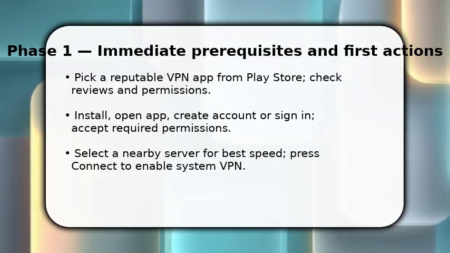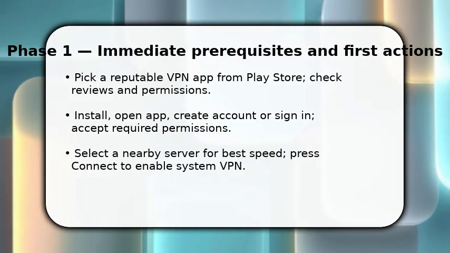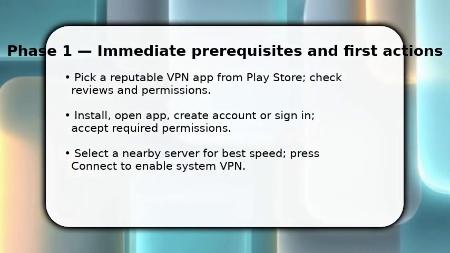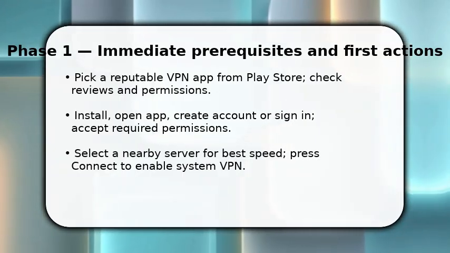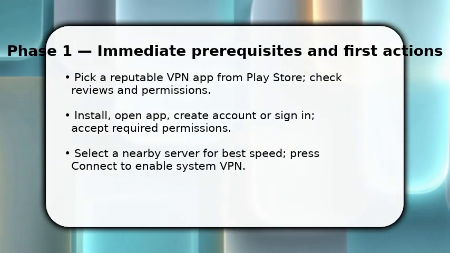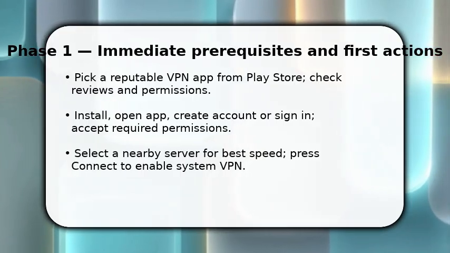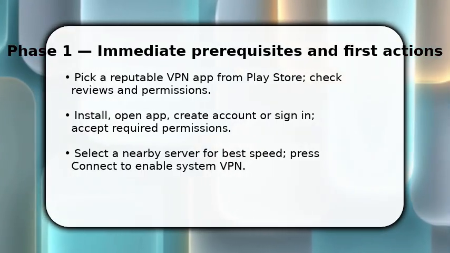You start by installing a trusted VPN app. This secures Chrome traffic at the system level. Open Play Store, search the provider, install, then sign in or create an account. Do this now. Once signed in, grant the VPN permission requests. Android needs that to route traffic.